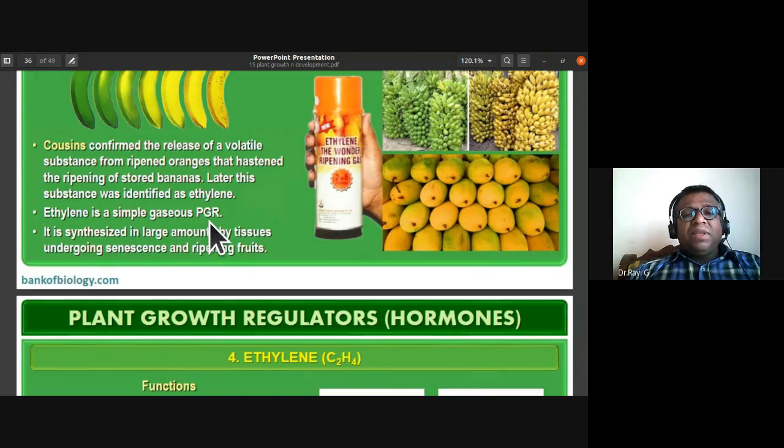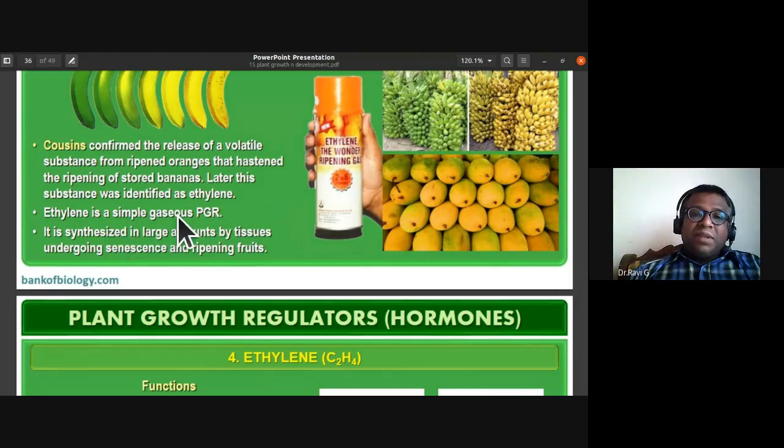So ethylene is a simple gaseous plant growth regulator. It is a growth inhibitor, to be very specific. Ethylene is the gaseous ripening hormone, the only gaseous hormone, and it brings about the ripening of fruit. It was noticed by Cousins that whenever a ripening orange was kept along with bananas, it hastened the ripening of the stored bananas. Later, the volatile substance released was identified as ethylene.